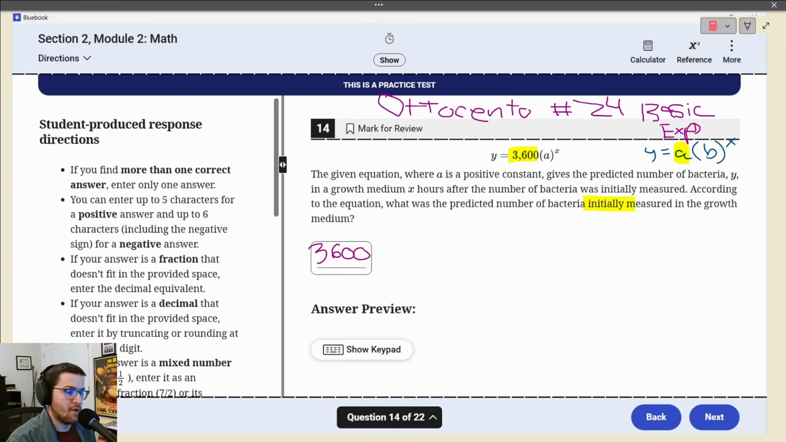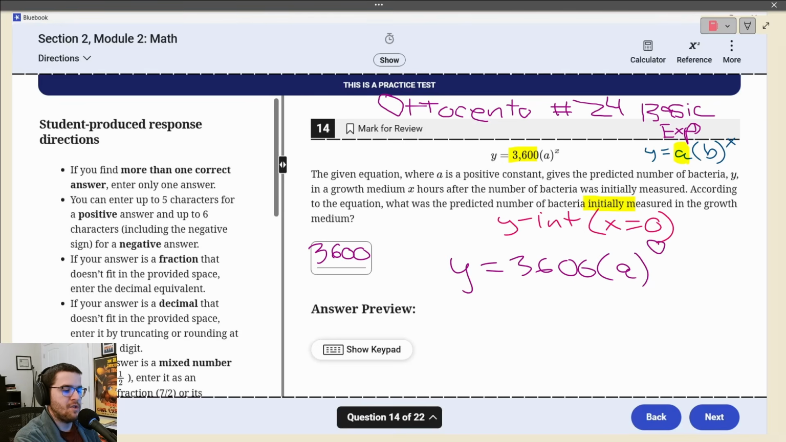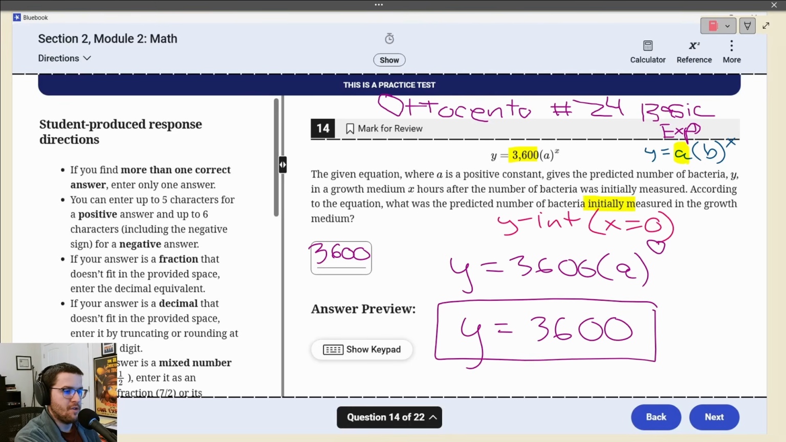So if you really want to be sure before you move on, you can remember that A, the initial value, is also the y-intercept, which is always when x equals 0. So if we write out y equals 3,600 A to the x, and then replace x with 0, A to the 0 is just 1, and then 1 times 3,600 is 3,600. That's a rule of exponents: anything to the 0 is 1. So a little in-between step here is we get 3,600 times 1, which is still just 3,600.